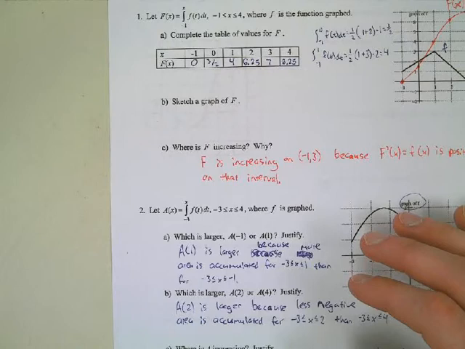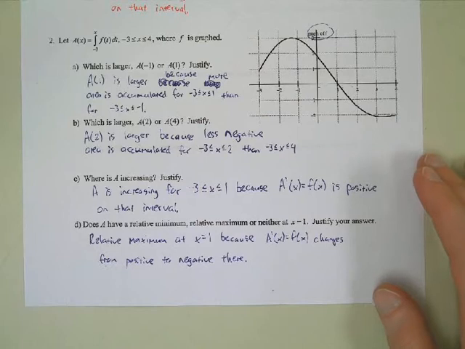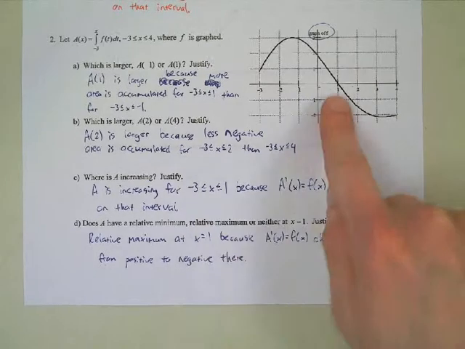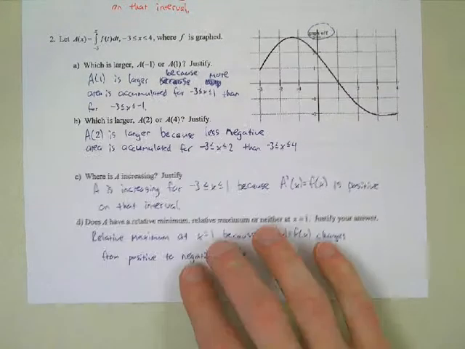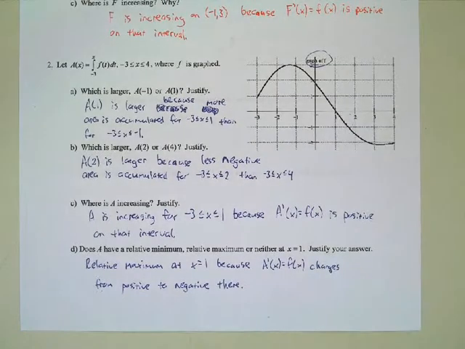For C, yes? Why is it positive? It's from negative 3 to positive 1. Okay, why is A increasing there? So what do we normally use to determine whether a function is increasing? What do we look at? The first derivative, right?